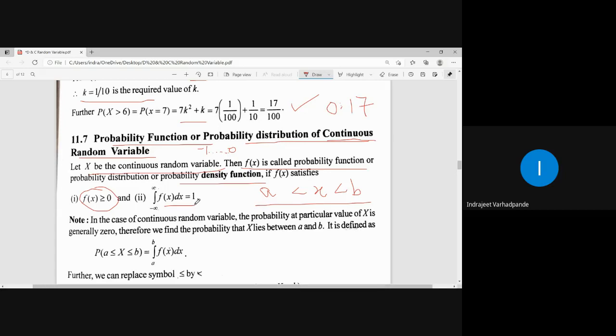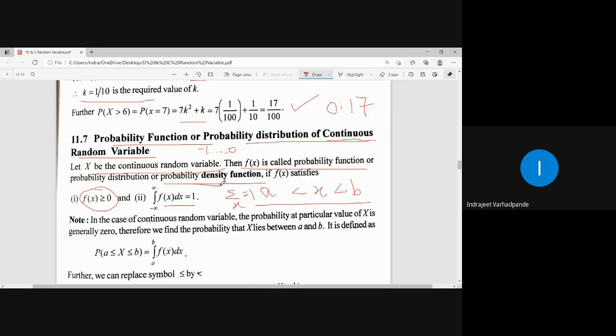In case of discrete random variable, the condition was the summation over x equal to 1, right? In case of discrete, the summation was equal to 1. In case of continuous, it is the integral from minus infinity to infinity of f of x dx equal to 1. So if it is a continuous random variable, f of x is called a probability function, or here we call it a probability density function.